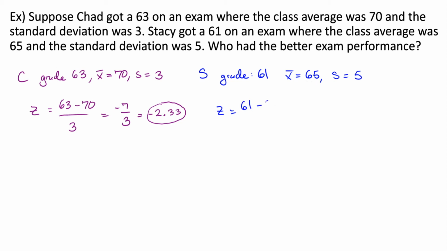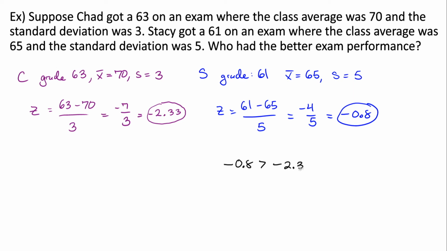Now to find our other z-score, our x in this case will be 61. Our mean is 65. Our standard deviation is 5. And we get a z-score of negative 0.8. So negative 0.8 is actually greater than negative 2.33.